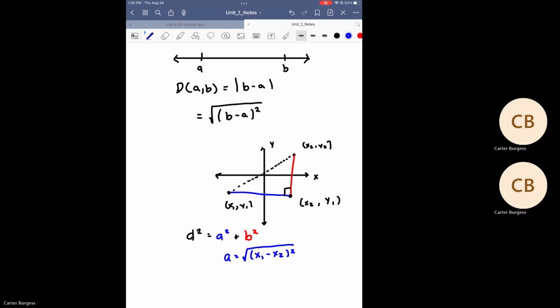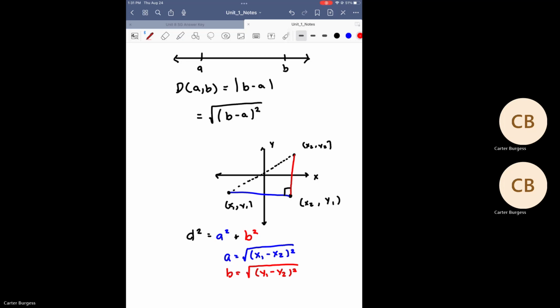All right. If A is our x distance, what is B going to be? Our y distance. This is going to be the square root of, again, this one-dimensional distance, y1 minus y2 squared, taking the square root of that. Okay, so now we have all the pieces we need. Now we can come together and figure out what this final piece is. What is this distance actually going to be?